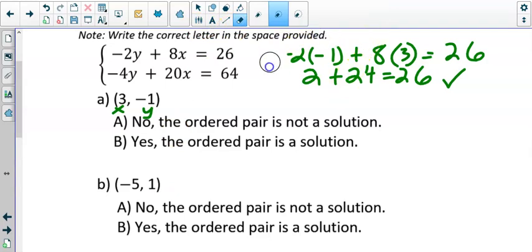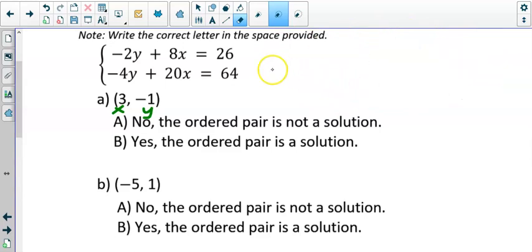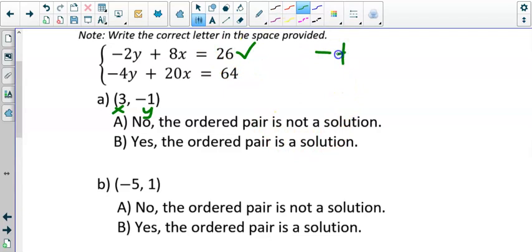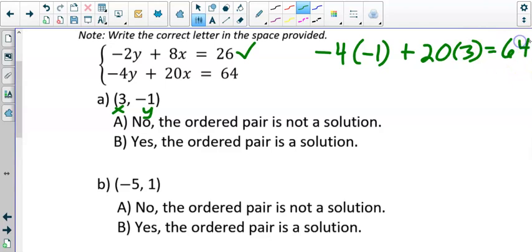So we know the first guy's good. Now we're ready to check the second one. So -4, oh, I see Y. What's Y again? -1. Oh, I keep forgetting Y's, X's. Plus 20 times, oh, it's X. What was X? Oh, okay. Equal to 64. So as long as we get 64 out of this, we have a solution. If we do not get 64 out of this, we select no and move on to be happy with life.